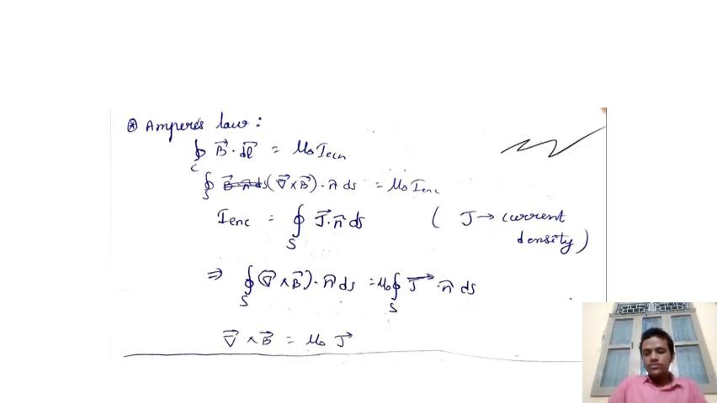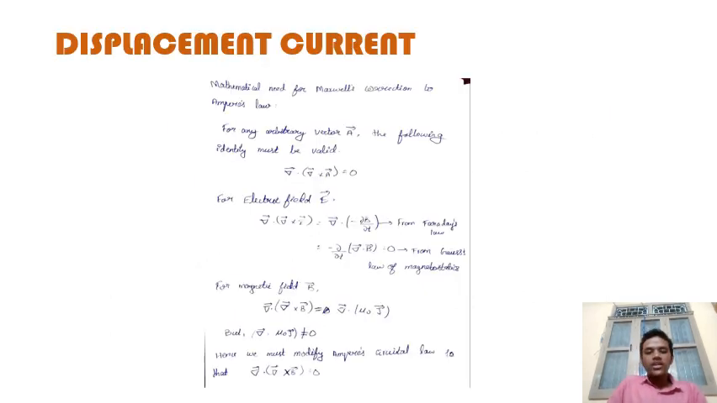I enclosed can be written as the surface integral of the current density J dot ds bar, where J is the current density, which is the amount of charge flowing per unit area per unit time. Then the surface integral of curl of B bar is equal to mu naught times the surface integral of J dot ds, which equates to curl of B bar equal to mu naught times J. But this needs some correction.